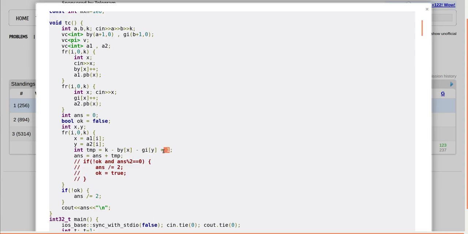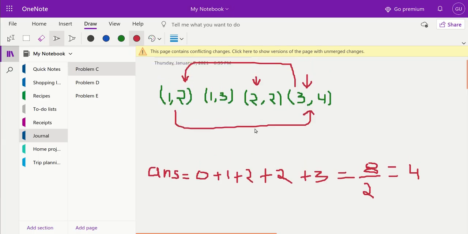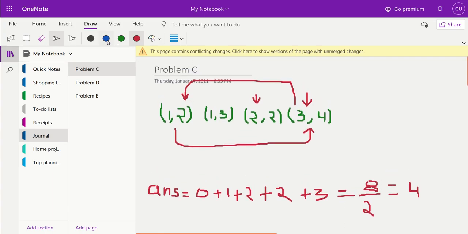Why am I doing plus 1? Because here when I was removing all the pairs, suppose I was removing all the pairs with boy number 1, so I removed this, I removed this. Then I remove all the pairs with girl number 2, so I remove this, I remove this. So I'm removing this thing 2 times. So then I have to increment it back 1 time, so that's why I'm doing plus 1.